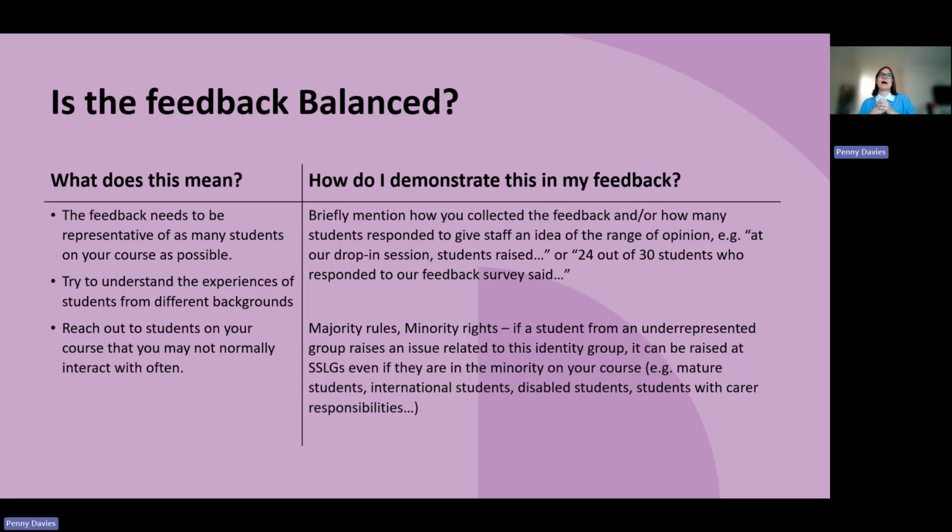It's possible that you might survey students and only get 30 out of 60 students on your course to fill in the survey, but that still shows that you've made an effort to reach out to as many students on the course as possible. Your lecturers will empathise with this.